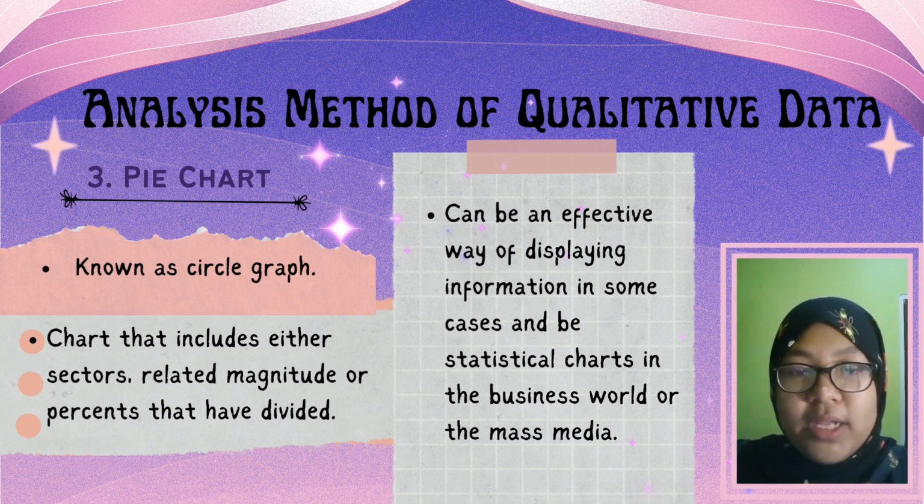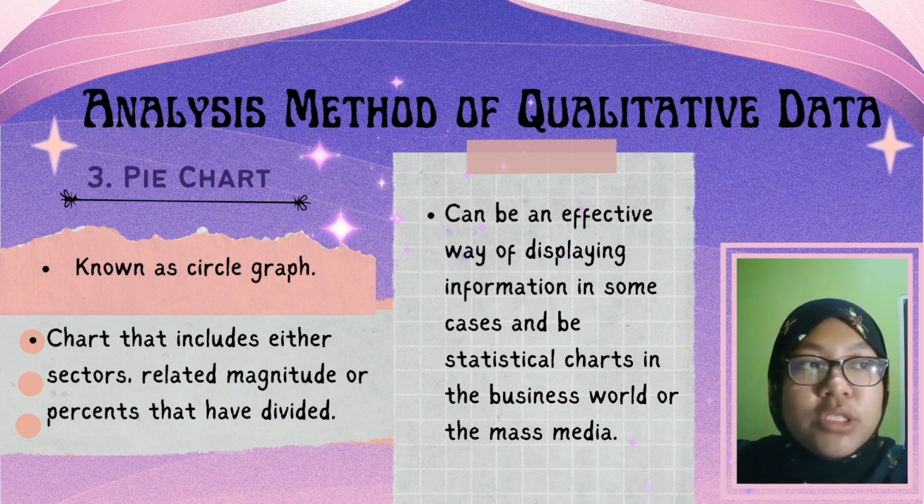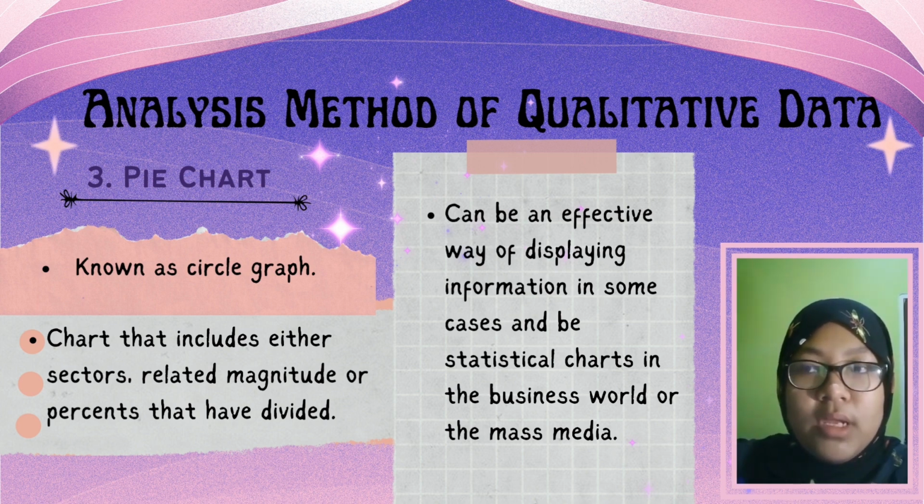Third, we have the pie chart, also known as a circle graph. It is a chart that includes sectors related to magnitude or percent that have been divided. The sector represents the number of elements or percentage of each category, with an arc length representing the quantity of each category. It can be an effective way of displaying information in statistical charts in the business world or the mass media.